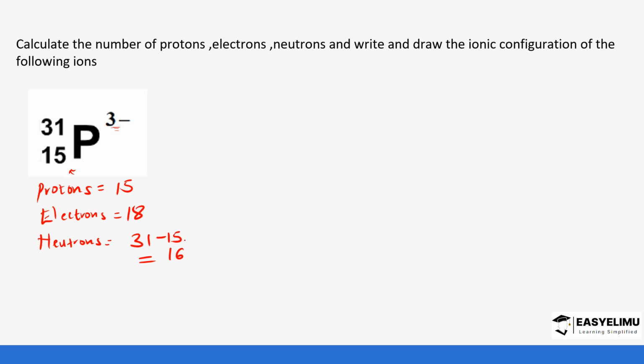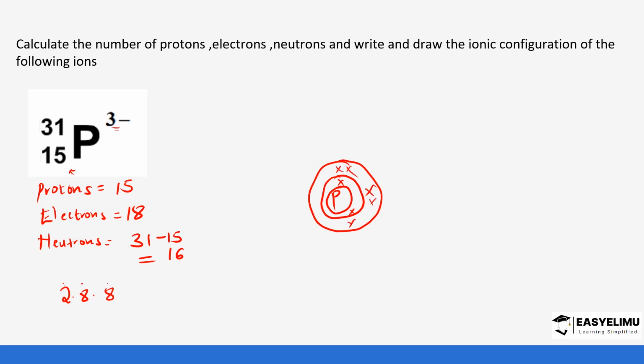And then next we look at the ionic configuration, which is going to be 2.8.8. So these 2 electrons plus this 8, then the last 8. So we have 3 shells. If we present the ion, you put P in the nucleus, and then the first energy level will take 2 electrons. The second energy level will take another 8 electrons.